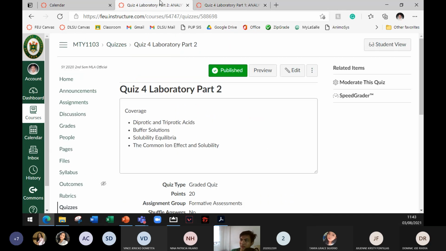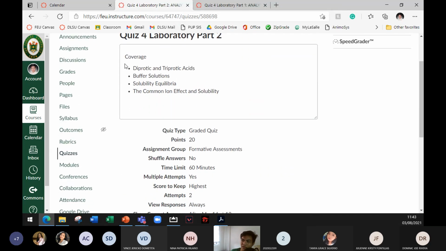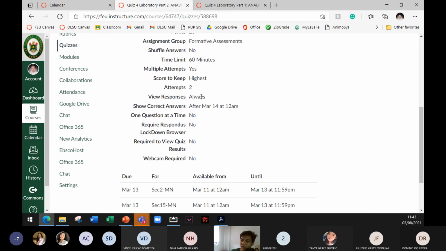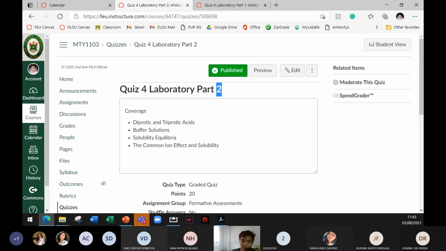Okay? And for part 2, since ito ay solubility, ibig sabihin, puro calculation talaga dito. Ginawa ko na lang siyang 60 minutes, 1 oras, kada attempt. Okay? So, hopefully enough yung 2 attempts, no? Para dito sa part 2.